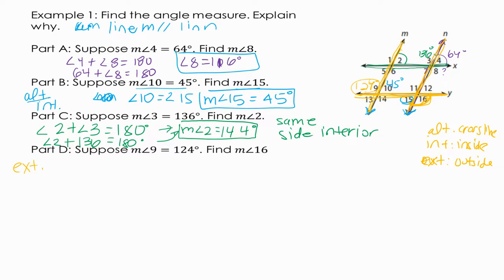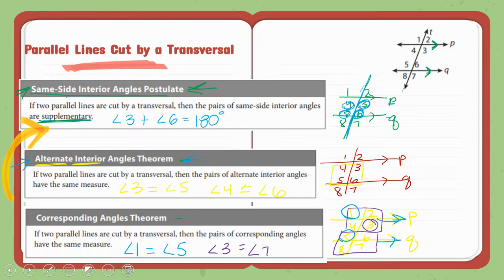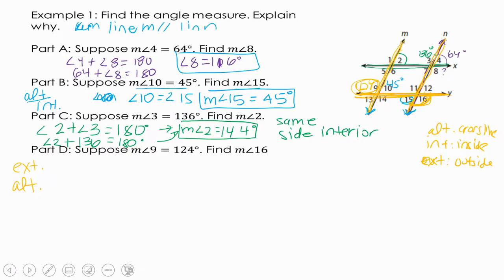And now I need to know, are these angles on the same side of my transversal line Y here, or am I crossing over? So 124 is here. In order to get to 16, I do have to cross over line Y. So that means they are what? Whenever you cross over, that means that it's going to be alternate. So alternate exterior angles. What is the relationship for alternate exterior angles?